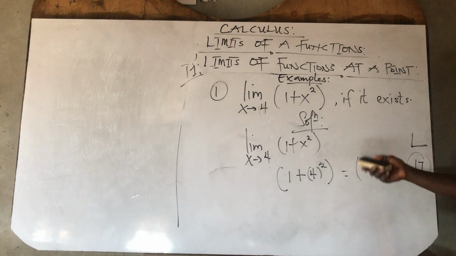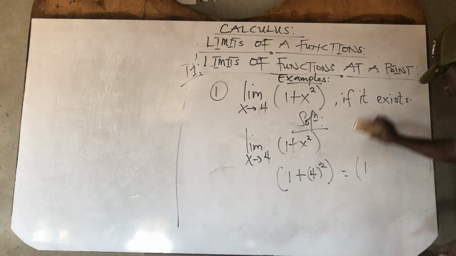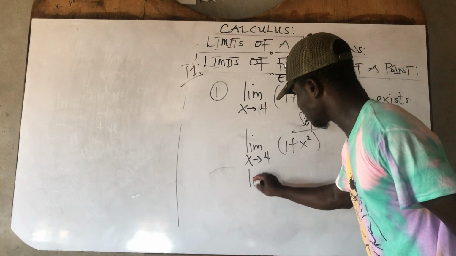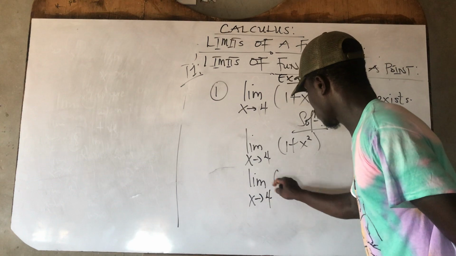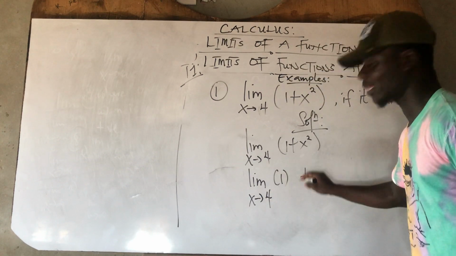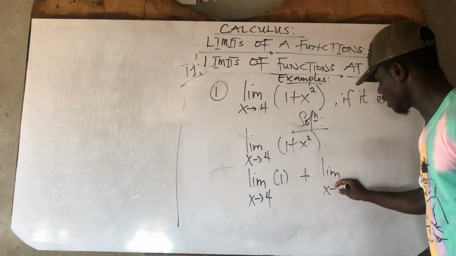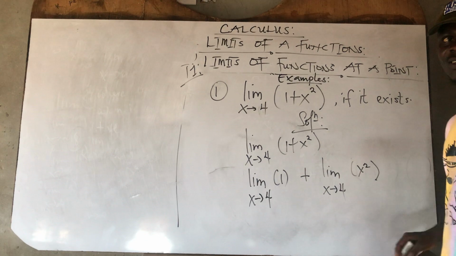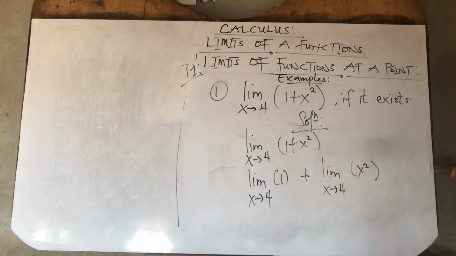Let's do it step by step. You can choose to do it step by step. You can take it as the limit as x approaches 4 of 1, plus the limit as x approaches 4 of x squared. So you can try and do it like this. You go step by step.